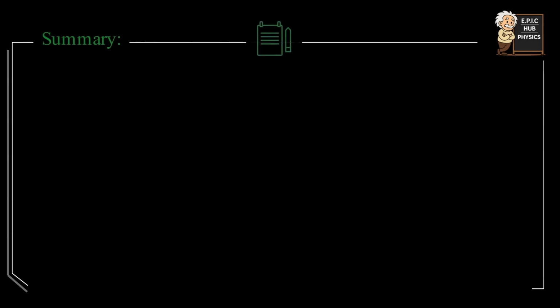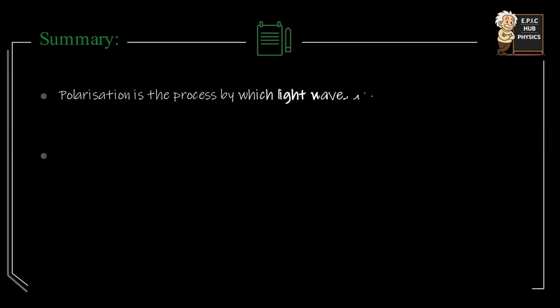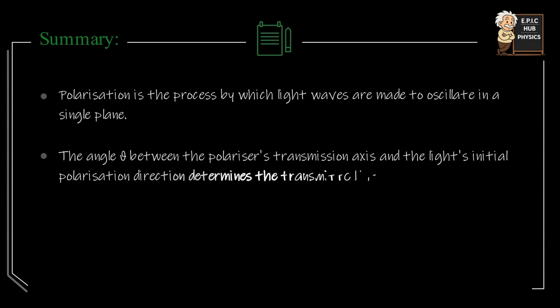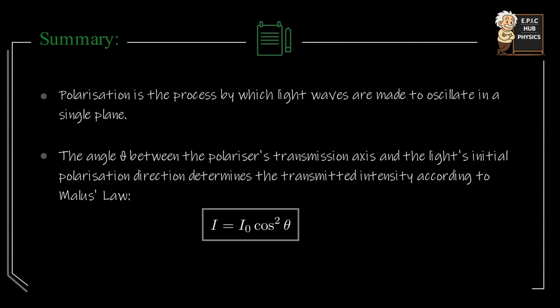A summary of the key points. Polarization is the process by which light waves are made to oscillate in a single plane. The angle theta between the polarizer's transmission axis and the light's initial polarization direction determines the transmitted intensity according to Malus's law: I equals I0 cosine squared theta.